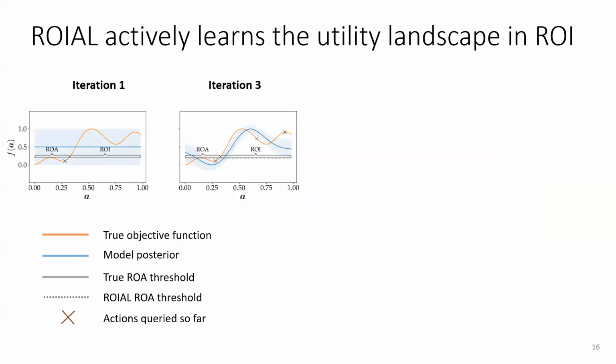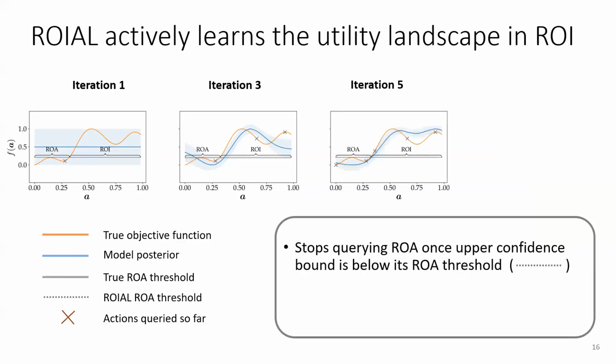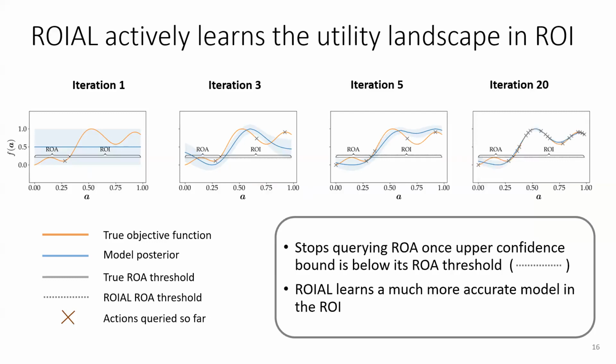We'll now illustrate this learning process with a one-dimensional example. Initially, ROIAL samples widely across the action space. After iteration 5, ROIAL stops querying points in the region of avoidance because in that area, the posterior upper confidence bound falls below the region of avoidance threshold. We can see that after 20 iterations, ROIAL learns a much more accurate model in the region of interest.